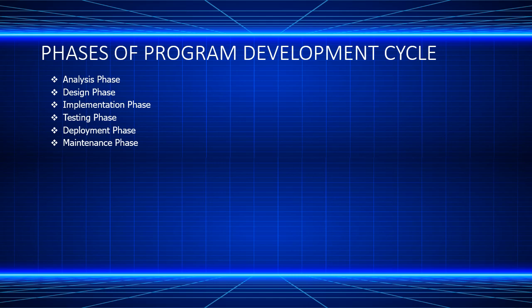Transitioning seamlessly into the design phase, architects and designers step into the limelight. Here, they craft a meticulous blueprint for the software solution based on the insights gathered during analysis. This phase sees the birth of system architecture, user interfaces, database structures, and other technical components. Design documents like system diagrams, wireframes, and data models serve as guiding lights, directing the development process with precision.